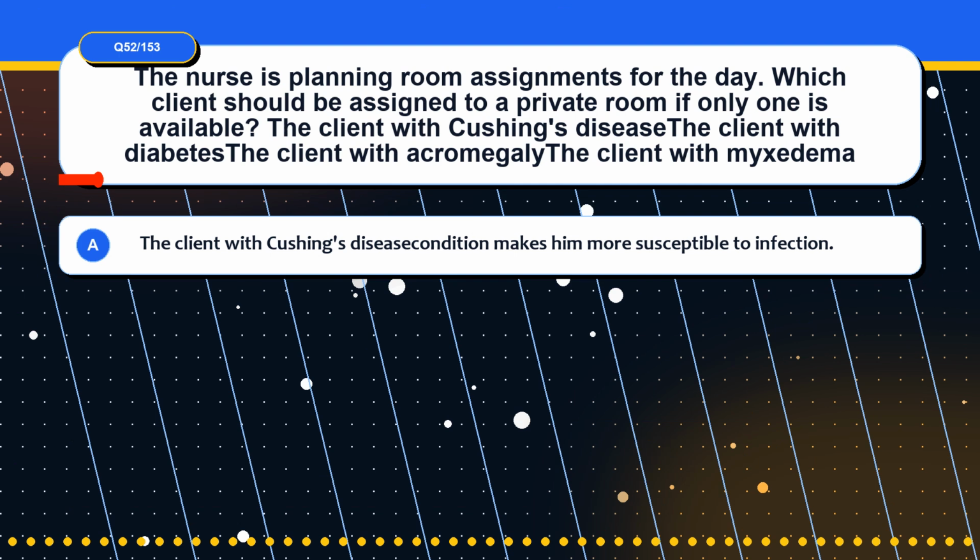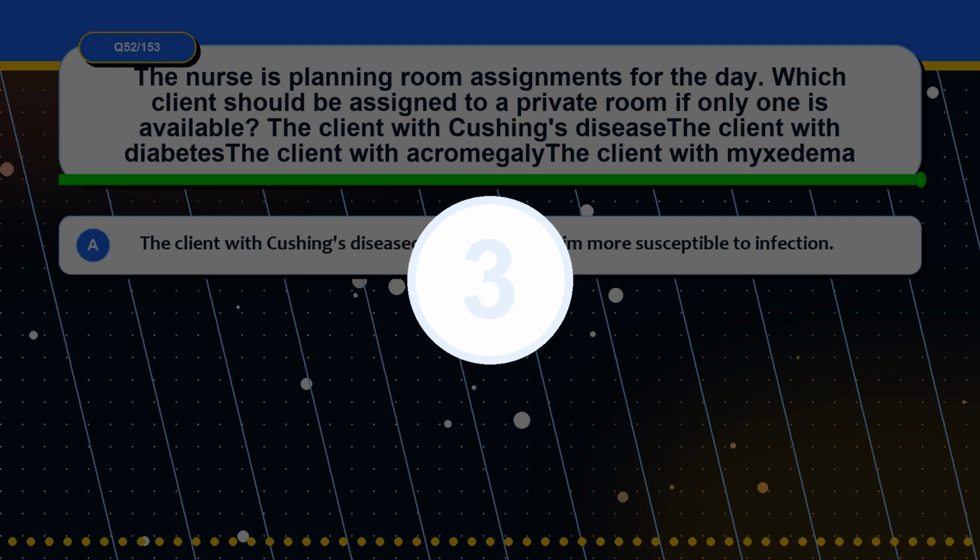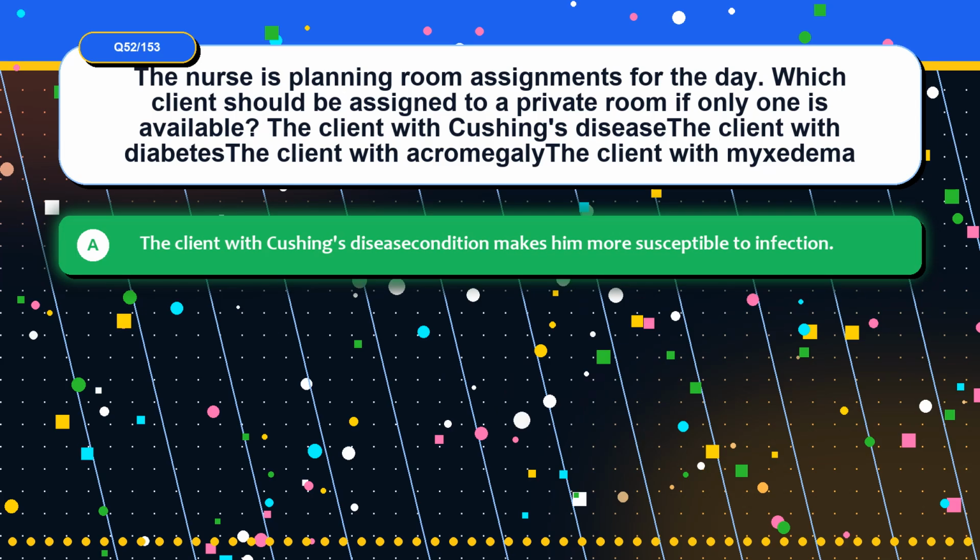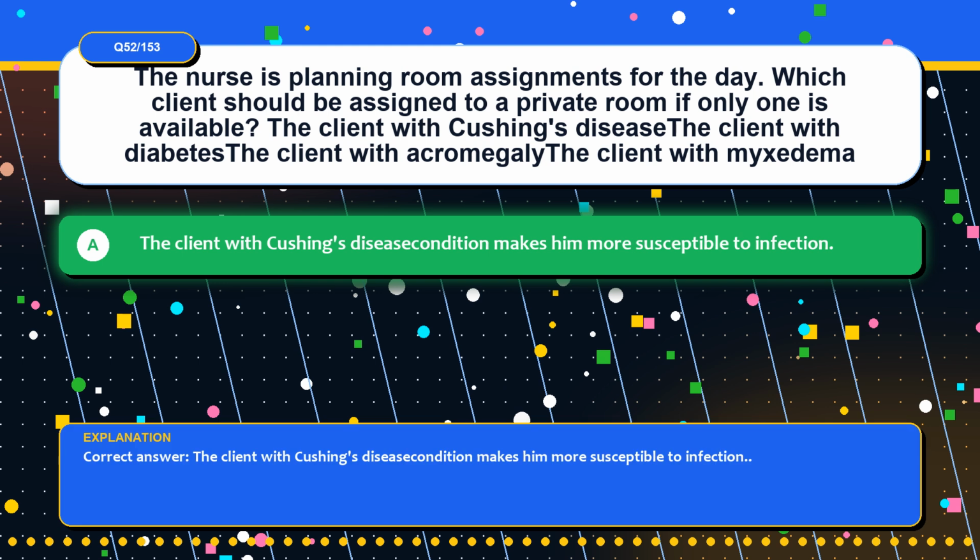Question 52. The nurse is planning room assignments for the day. Which client should be assigned to a private room if only one is available? The client with Cushing's disease, the client with diabetes, the client with acromegaly, the client with myxedema. Here are the options. Option A, the client with Cushing's disease, whose condition makes him more susceptible to infection. The correct answer is option A. Correct answer.